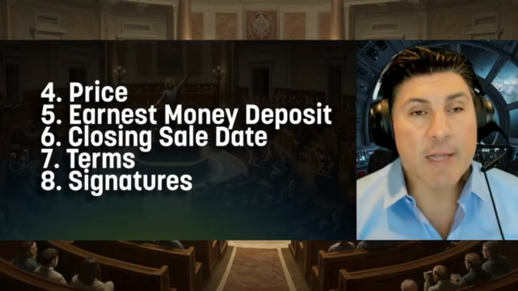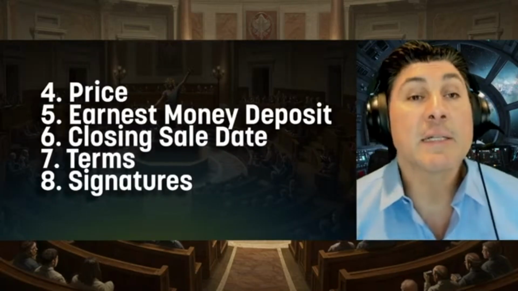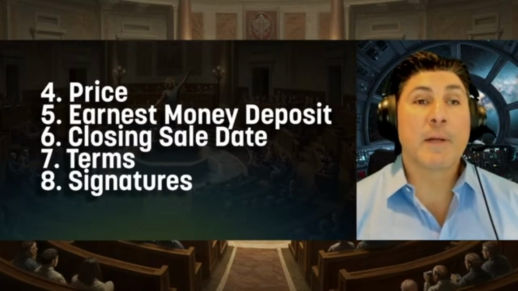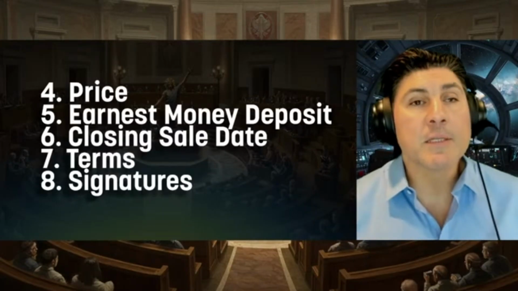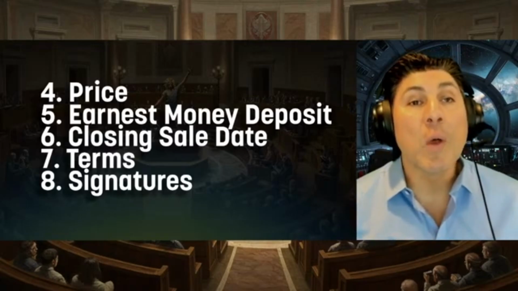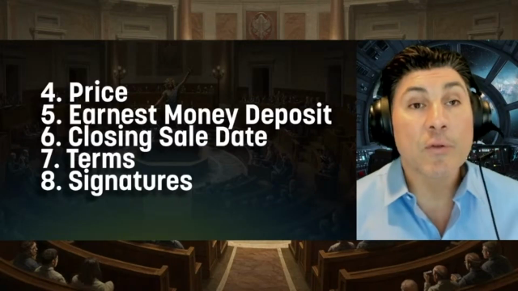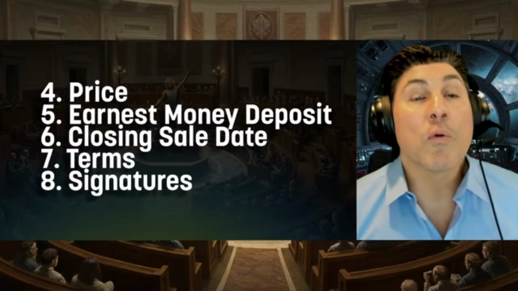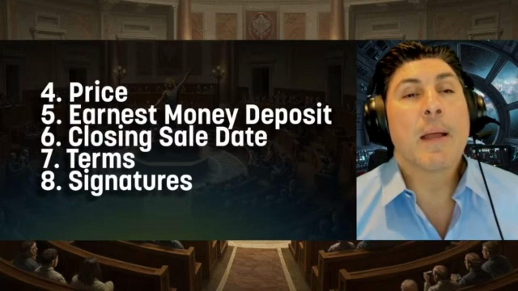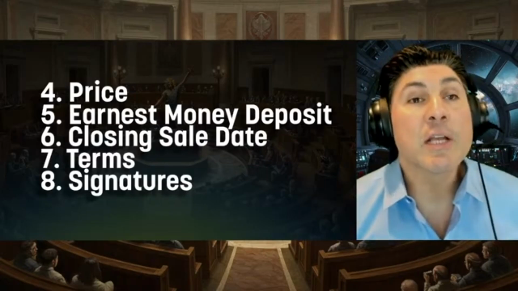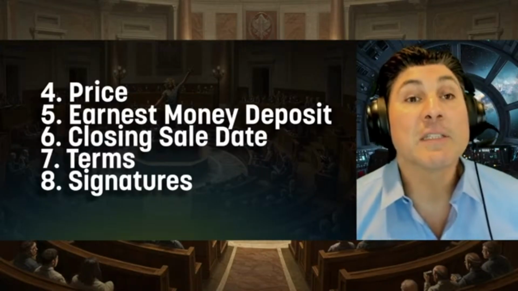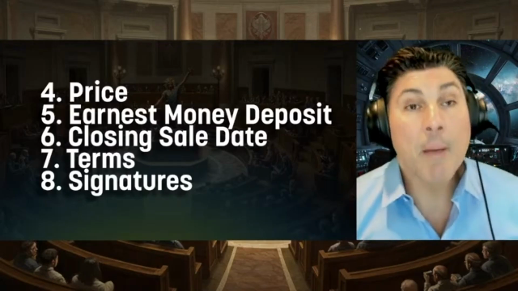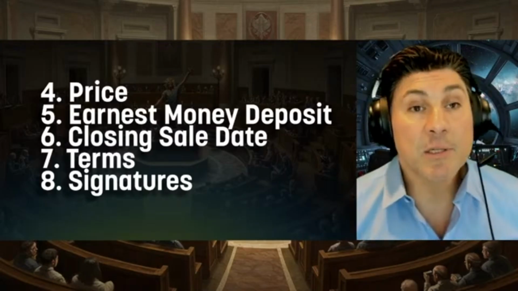Price. Okay. Common sense. Price needs to be on there. The earnest money deposit, and we'll talk a little bit about the earnest money deposit. The earnest money deposit really is whatever you and the seller agree for it to be. There has to be something there as an earnest money deposit in order for the contract to be valid. Consideration, right? Consideration is what makes a contract valid. There has to be some type of an exchange of consideration. In this case, the consideration is money, some type of deposit that you're going to make.